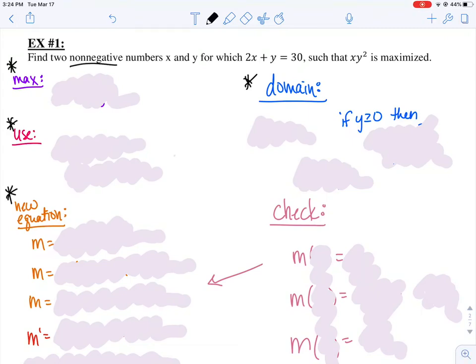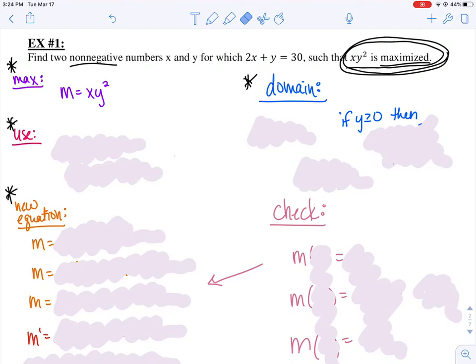Let's do example number 1. It says here, find two non-negative numbers, x and y, for which 2x plus y equals 30, such that x times y squared is maximized. Okay, so the first thing we want to do, remember, is figure out what we're actually trying to find the minimum or maximum of. And it says in the problem, if you read it again, that we're trying to find the maximum value of this equation, x times y squared.